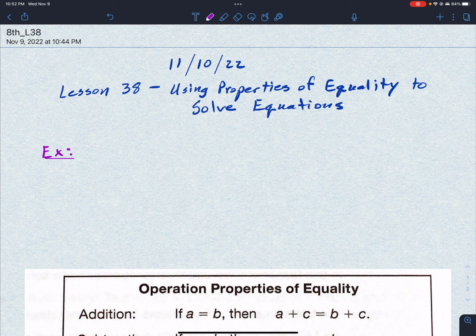Let's just say we had maybe 15 minus x equals 9. And you would be asked to find x, but you were asked to do it using mental math. Of course, you just ask yourself, what number do you take away from 15 to get 9? And you come up with x equals 6.